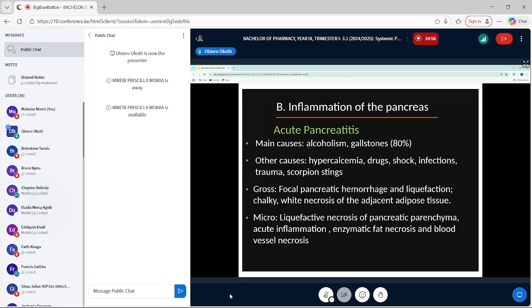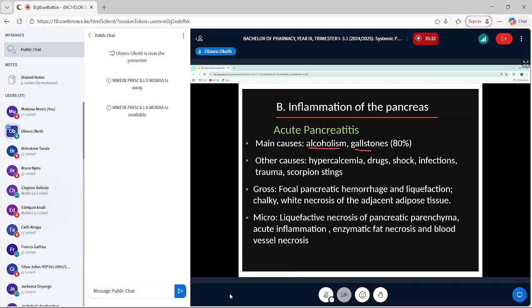Remember when I told you a very common drug? Alcoholism, this is a very common drug. Gallstone, we said common. That will actually tell you that pancreatitis can also be common. Other causes could be hypercalcemia, you can have drugs, can have shock, can have infections, can have trauma, and even others that lead to acute pancreatitis. How it does that, we are going to discuss as we go along.